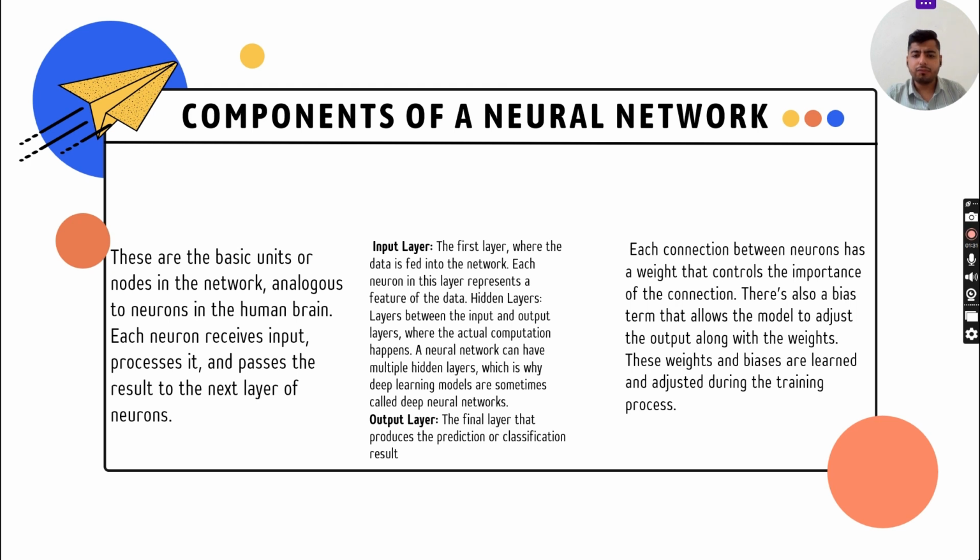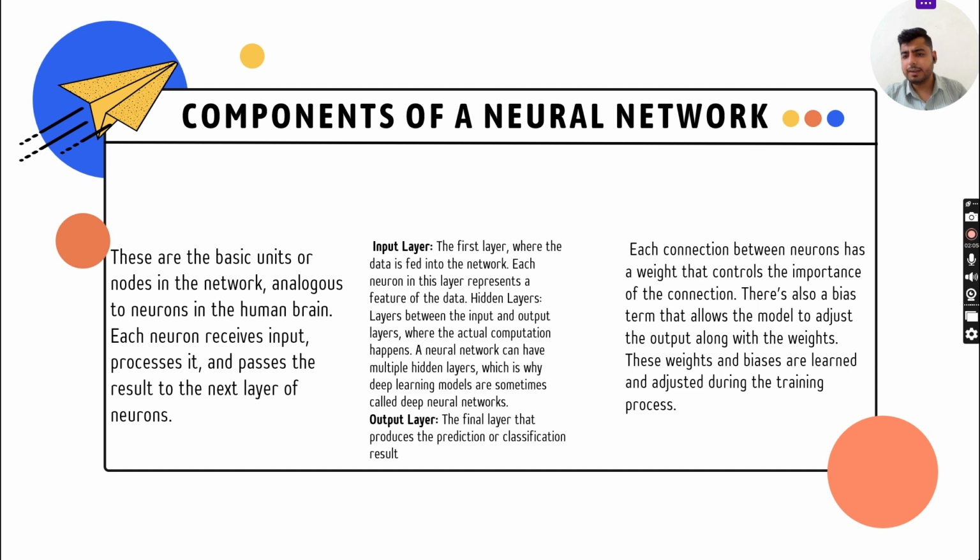Next is the input layer, the first layer where the data is fed into the network. Each neuron in this layer represents a feature of the data. Then another layer is the hidden layer, the layer between the input and output layer where the actual computation happens. A neural network can have multiple hidden layers, which is why deep learning models are sometimes called deep neural networks. Next layer is the output layer, the final layer that produces the prediction or classification results.